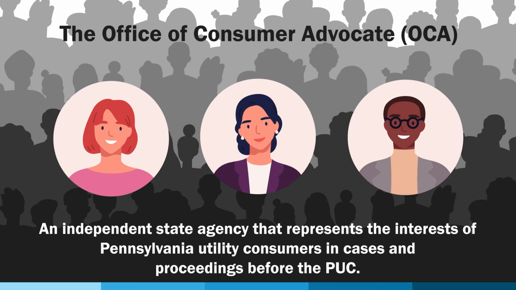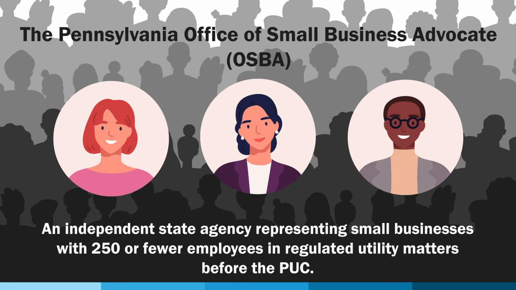The Office of Consumer Advocate, or OCA, is an independent state agency that represents the interests of Pennsylvania utility consumers in cases and proceedings before the PUC. The Pennsylvania Office of Small Business Advocate, or OSBA, is an independent state agency representing small businesses with 250 or fewer employees in regulated utility matters before the PUC.